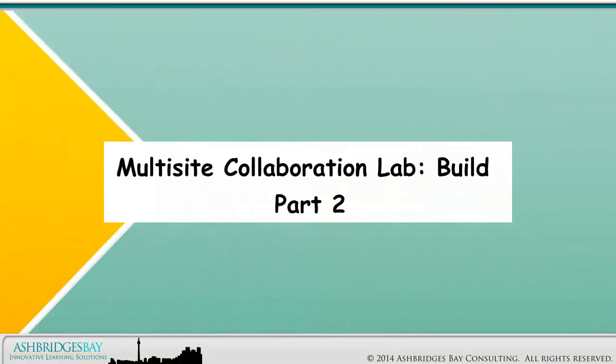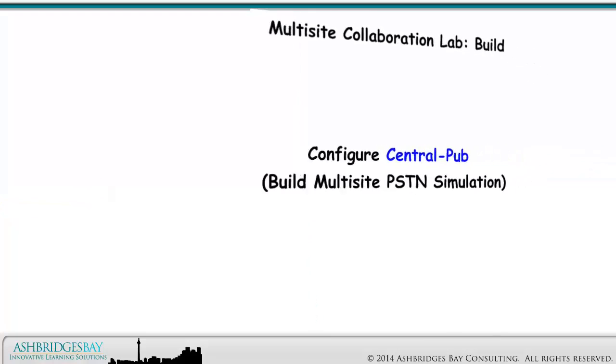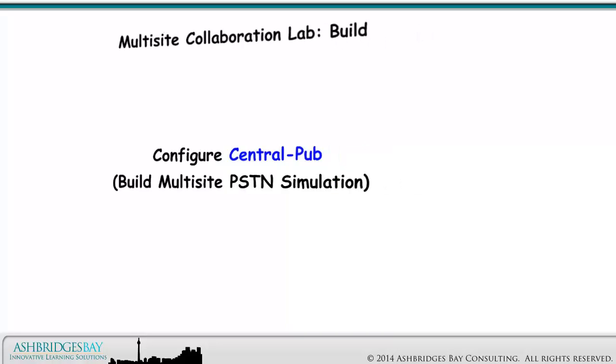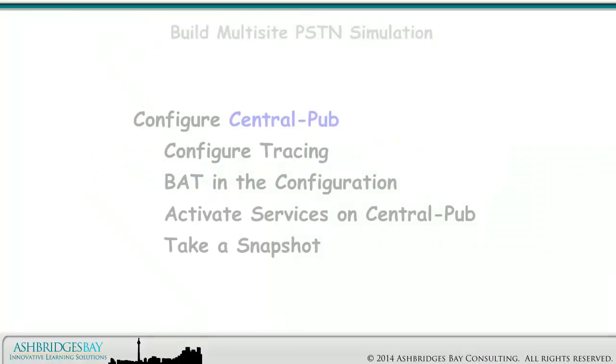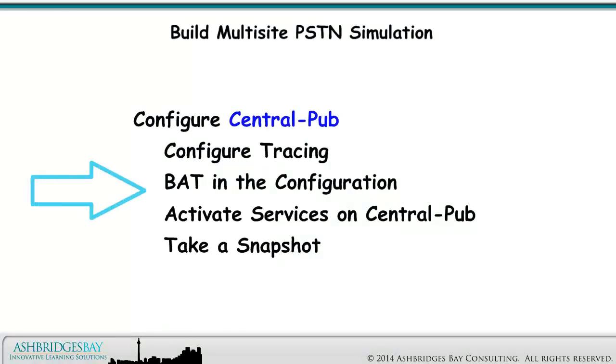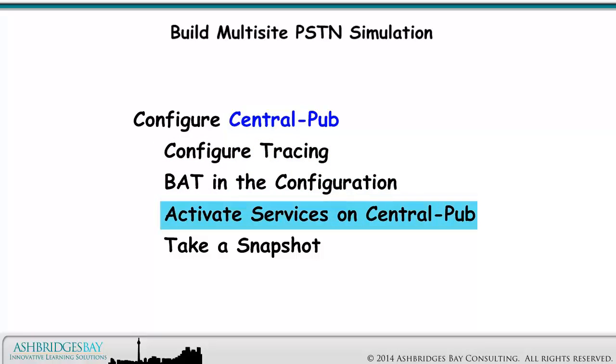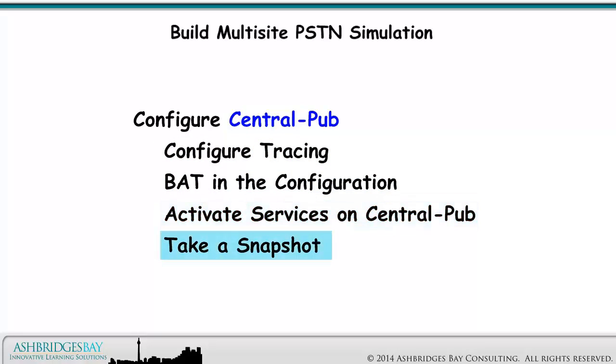Welcome to our whiteboard drawing, Multisite Collaboration Lab, Build, Part 2. Once the CUCM VMs are installed, we can configure Central Pub, the multi-site PSTN simulation. These tasks are required to configure Central Pub. Configure tracing, BAT in the configuration, activate services on Central Pub, and take a snapshot.